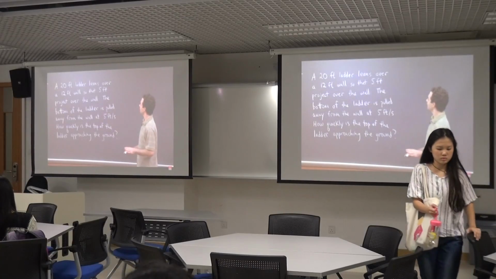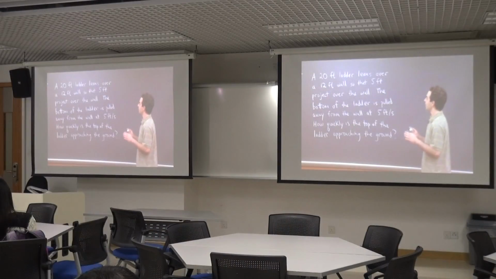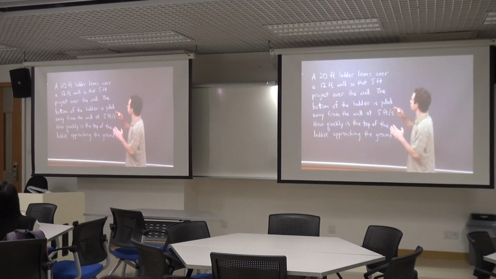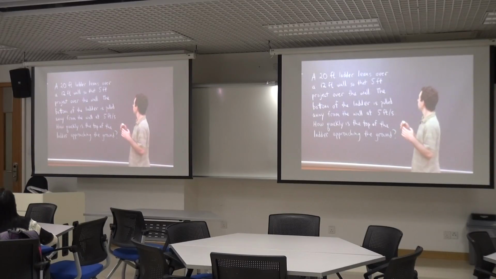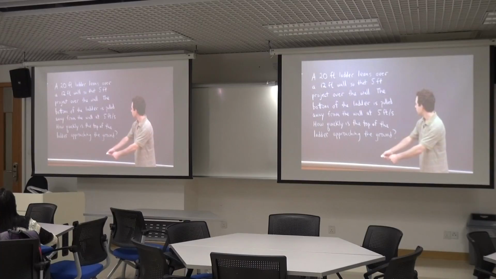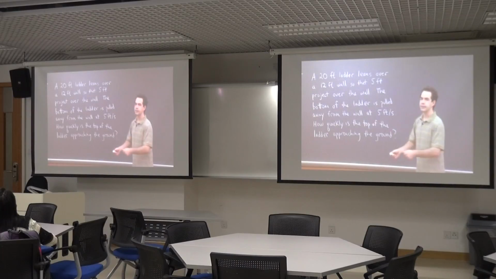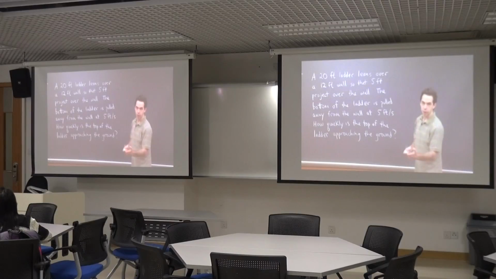So we've got here a 20-foot long ladder, and it's leaning against a 12-foot wall. But it's leaning over the wall, so 5 feet of the ladder project over the top of the wall. And then the bottom of the ladder is being pulled away from the wall at 5 feet per second. So the question is, while this is going on, how quickly is the top of the ladder going down? How quickly is it approaching the ground?